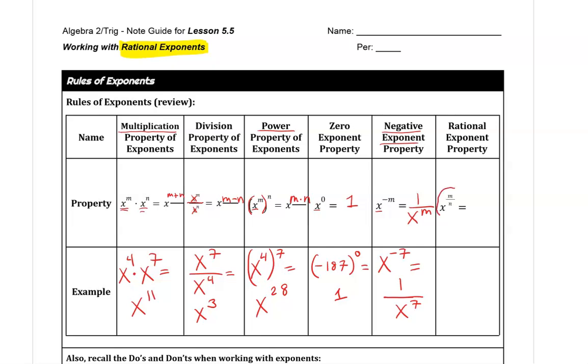The one we're going to take a little bit of time right now to think about is what happens if you're raising your variable base, or any base actually, to a power that's in the form of a fraction. That's why we use this word rational, to refer to the ratio.